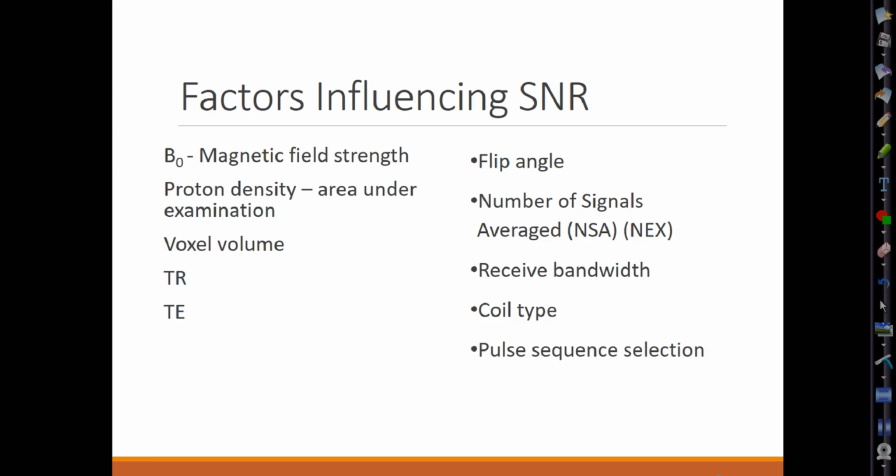So in summary, these are all the factors that influence SNR. We've talked about magnetic field strength, proton density, voxel volume, TR, TE, flip angle, number of signal averages, receiver bandwidth, coil type, and pulse sequence selection. Any questions on those? You guys feel pretty confident in those?